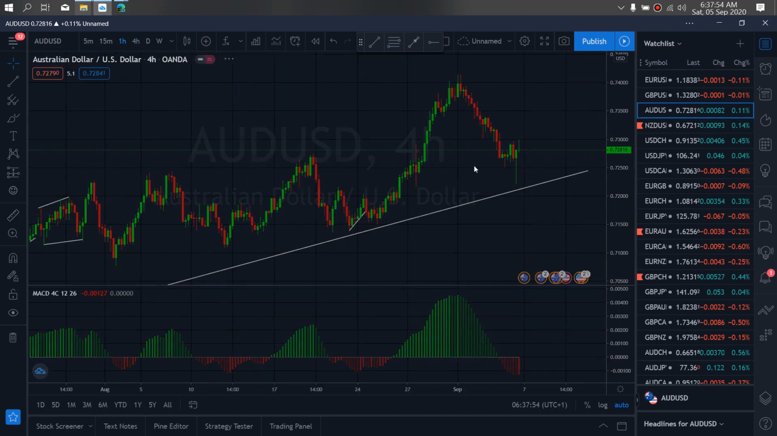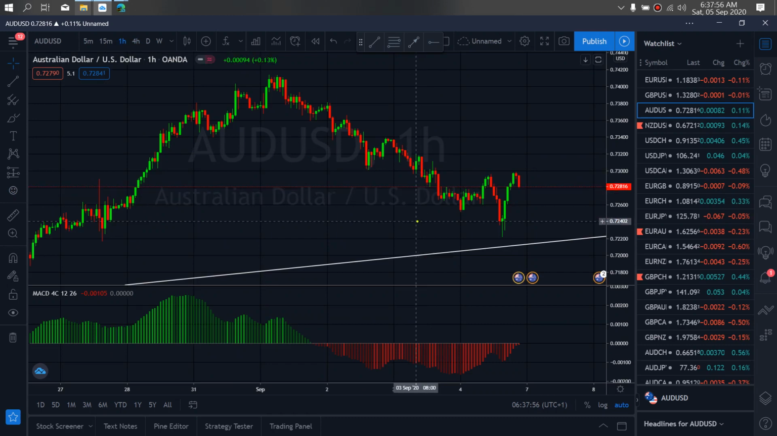We zoom to 1 hour time frame. On the 1 hour time frame, we see they have started correcting already here. So we want to watch correction, climb, correction, and a climb before the drop comes through on Aussie for this week.